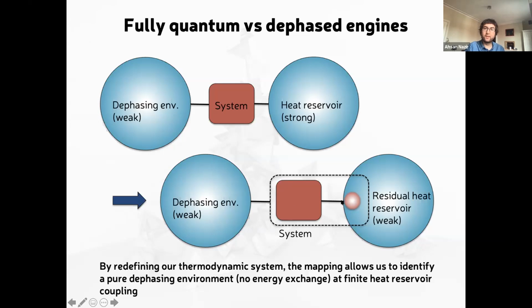And that's because we now need to dephase in the eigenbasis of the enlarged system plus collective coordinate, which, as I've said, we assume is just weakly coupled to the residual reservoir. So by redefining our thermodynamic system to include the collective coordinate, we can then identify a dephasing environment that doesn't induce any energy exchange at finite heat reservoir coupling. And so it allows us to probe what the impact is of coherences that build up between our two-level system and the environment through the coherences that are inherent to the mapped system plus collective coordinate.